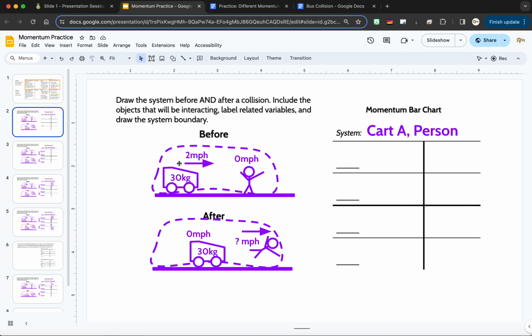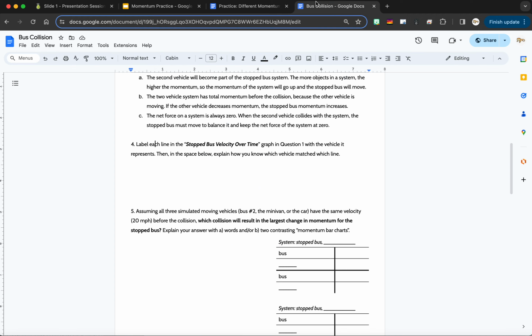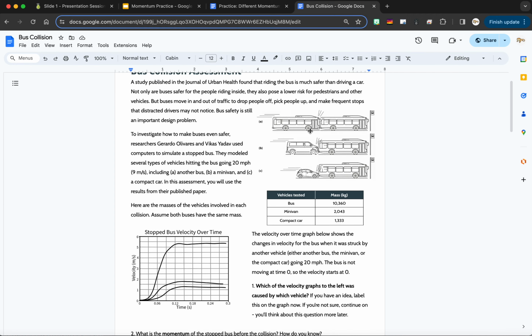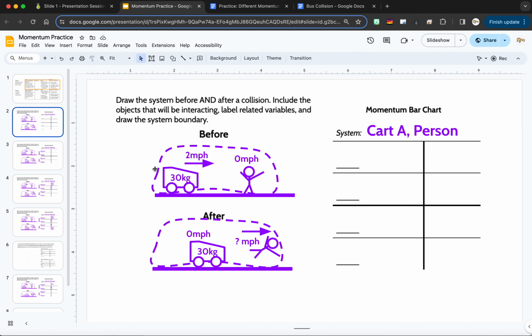Now, the first thing I like to do is just draw a picture to make sure that I know what's going on. The bus collision already has a picture, but this one doesn't. So I can tell there's something moving, this person is not moving, and then after the collision, the cart stops and the person is flying to the right.